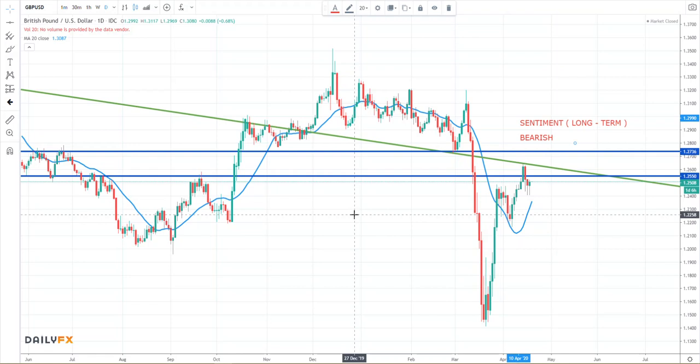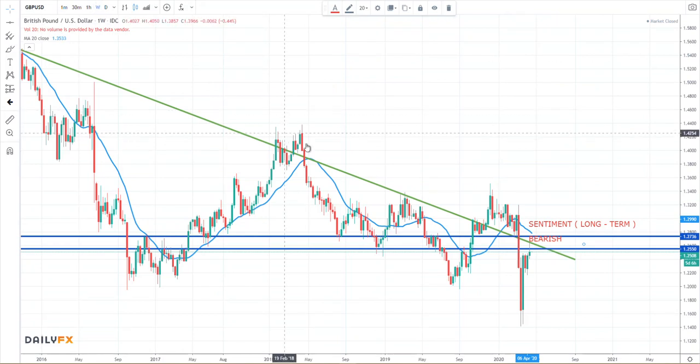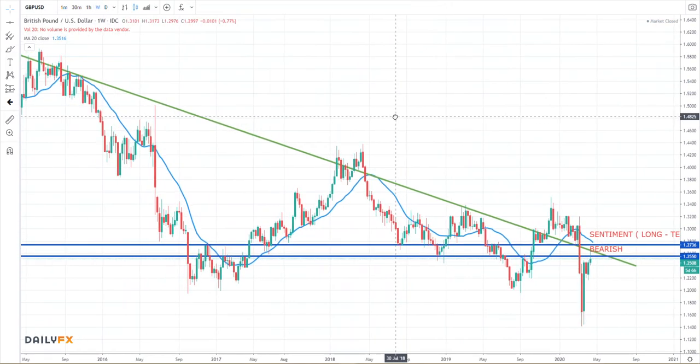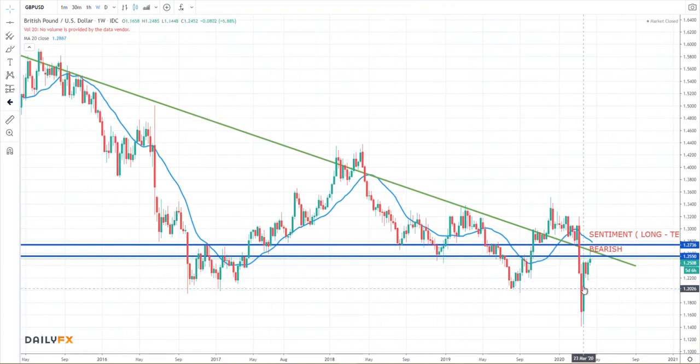My sentiment long term is bearish. The reason I say long term is because this is the daily chart. If we look at the weekly chart, it's really what I'm going off of. I use weekly as my main barometer. We do see a big bounce here, of course.